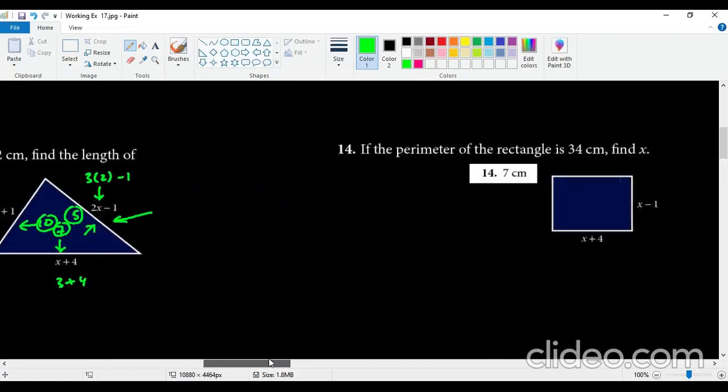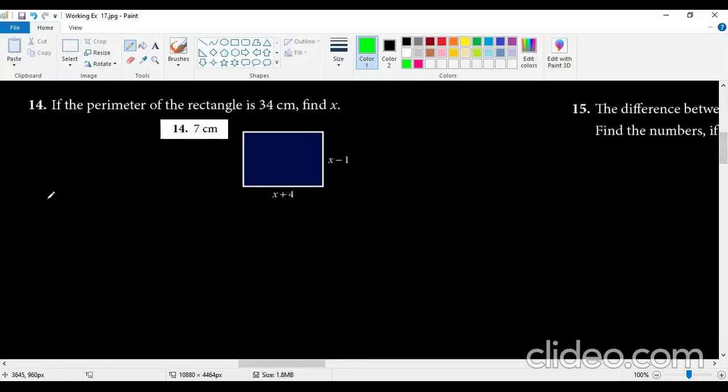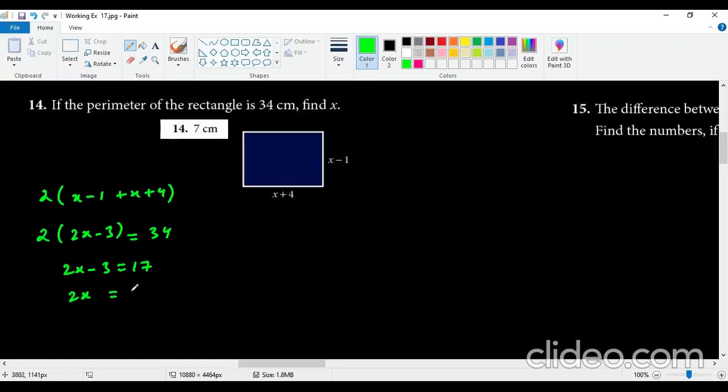Moving on to the next question, which is about the perimeter of a rectangle. That means the same rule. That means 2 times x minus 1 plus x plus 4. So that means 2 times 2x plus 3, because 4 minus 1 is 3, and x plus x is 2x. That means this is going to be equal to 34. That means 2x plus 3 equals 17, because 34 divided by 2 is 17.